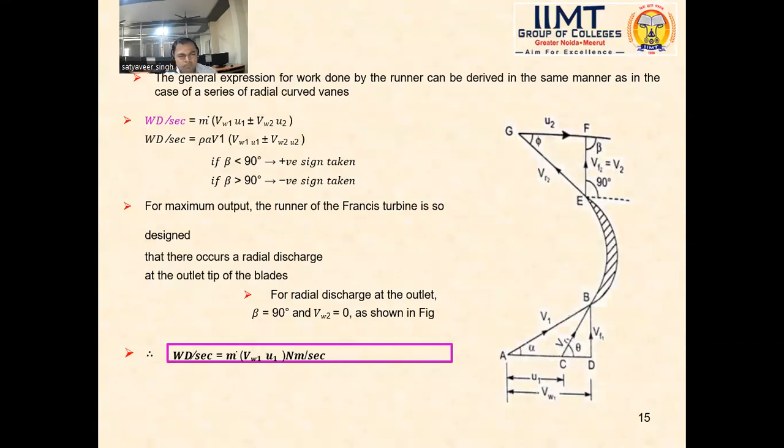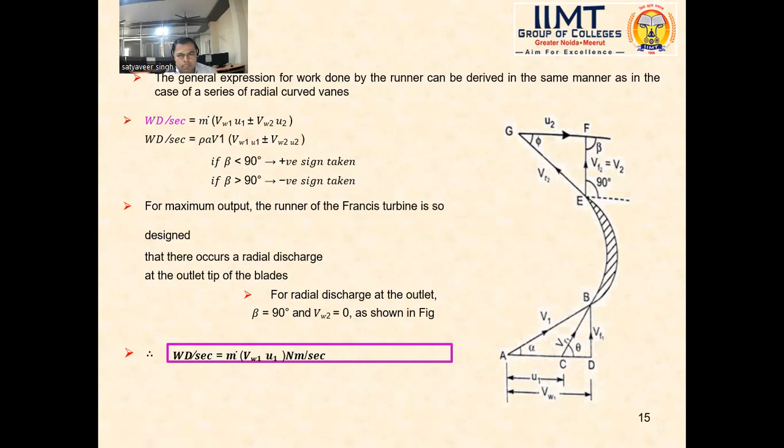So we can easily calculate the work done per second with the help of the formula m dot VW1 U1. This is the formula for the velocity triangle, and this indicates the complete figure. You can see that this part is known as VW1 and this is known as Vu1. This is V1 and here is V2. Vf1 is the velocity of flow at inlet and Vf2 is the velocity of flow at outlet.